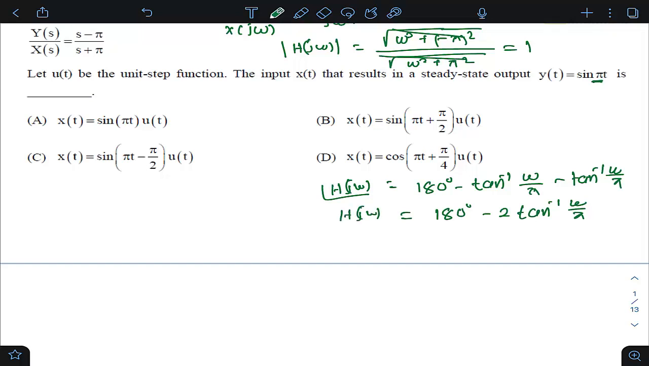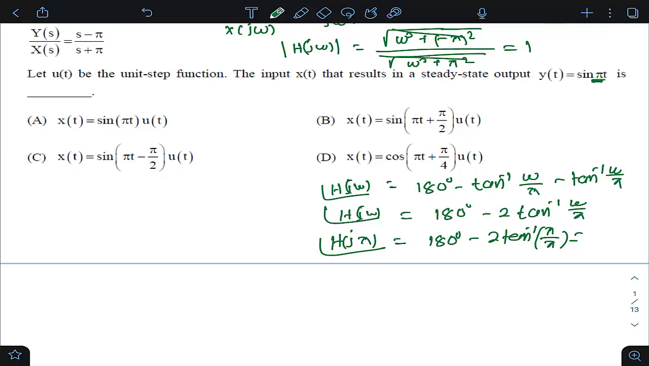But we have to find this phase at the frequency. What frequency? Either the input frequency or the output frequency. That means I want to find H(j pi). So I have to substitute omega equals pi: 180 degree minus 2 tan inverse of pi by pi. Pi by pi is 1. Tan inverse of 1 is 45 degree. So 2 into 45 degree is 90 degree. 180 degree minus 90 degree comes as 90 degree.